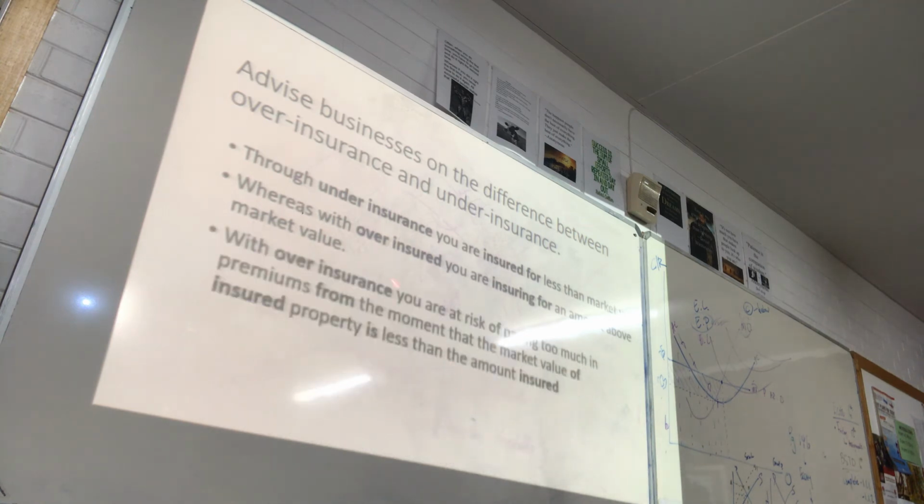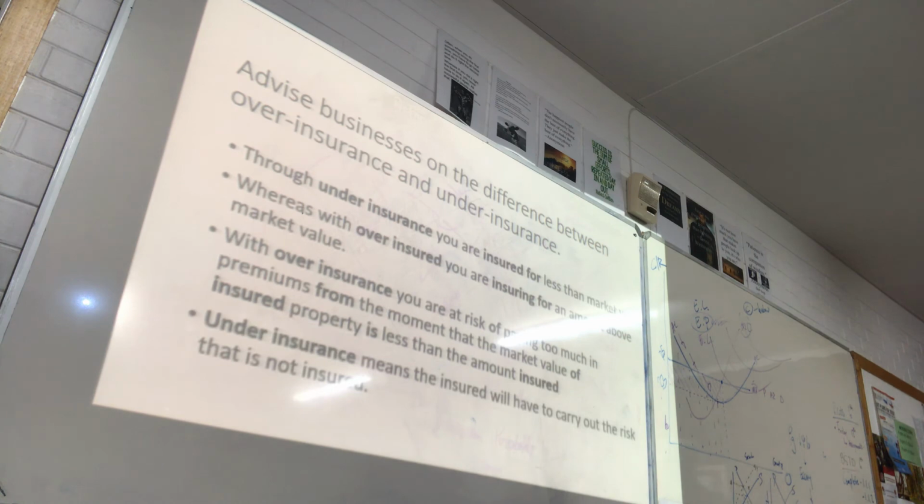With overinsurance, you are at risk of paying too much in premiums from the moment that the market value of the insured property is less than the amount insured. And then lastly, underinsurance means that the insured will have to carry the risk that is not insured. If you've insured your car for $100,000 and it's actually worth $200,000, if something happens, you will then have to pay the extra amount.